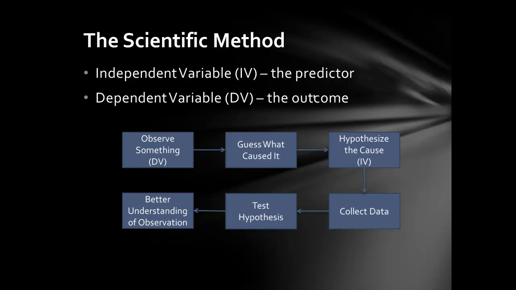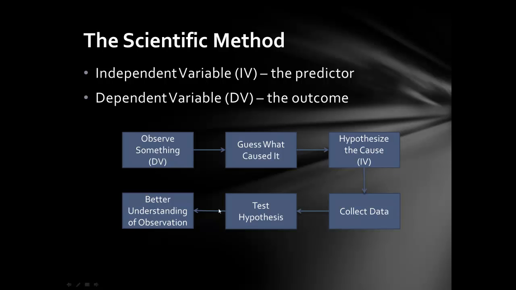Now, these two different types of variables are important when you talk about the scientific method. That's what this flow chart represents. It's basically a tool that evolved from basic thinking processes that everyone uses. For example, you start off by observing something. And what's being observed is usually your dependent variable, some outcome that you're witnessing.